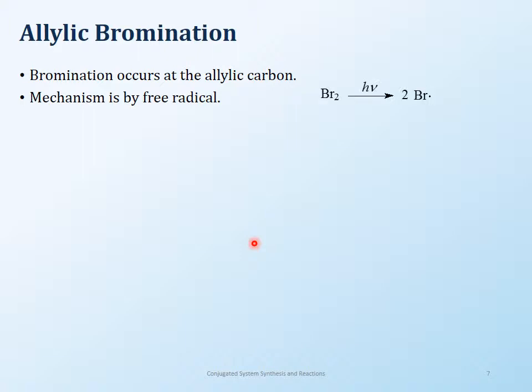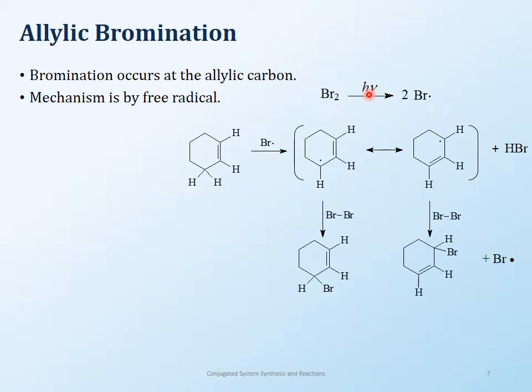The mechanism is by free radical, which you know is using light or some sort of energy. Here is the mechanism for this kind of reaction, especially for allylic bromination. You form a free radical right here, abstracting this hydrogen. The free radical that is formed here will undergo resonance and form a free radical here also. So this is a resonance going on. And then the bromine will come in and attack the free radical. That's where it will add.